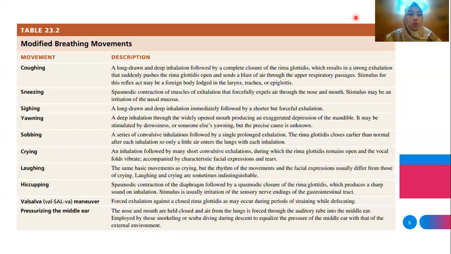Okay, here we go, the table of modified breathing movements. We can see the movements and their descriptions. They are called coughing, sneezing, shaking, yawning, sobbing, crying, laughing, hiccuping, etc. Falsetto maneuver pressurizing the middle ear.